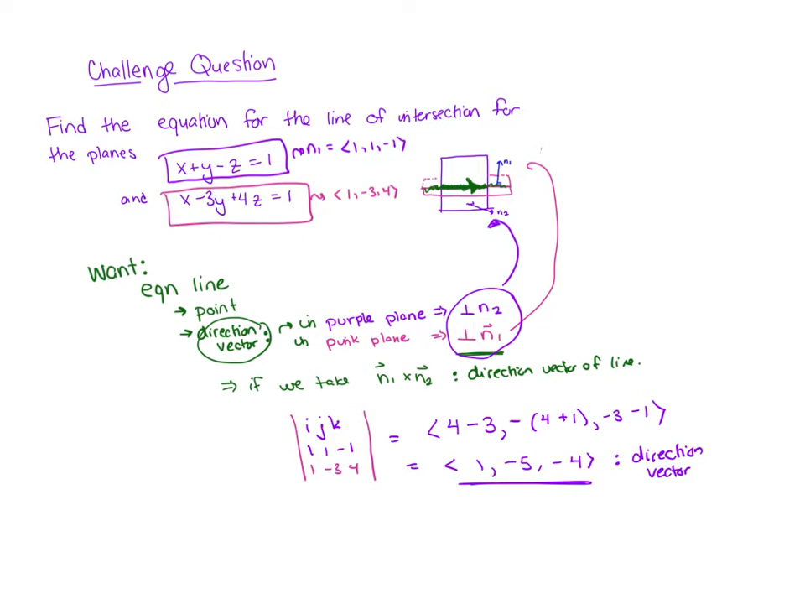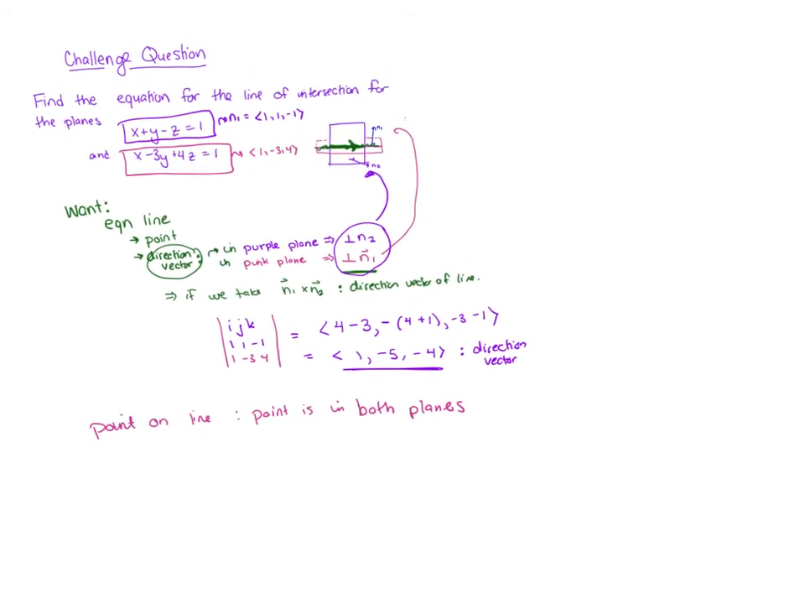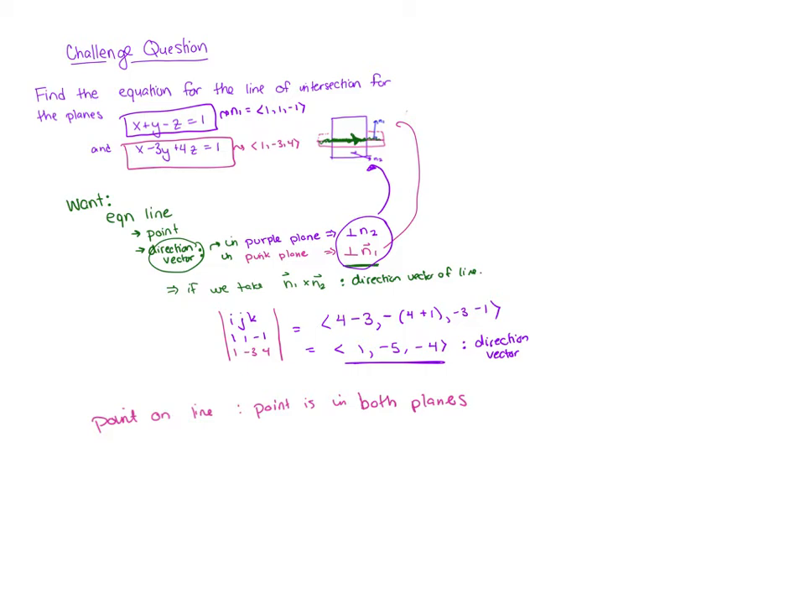Now I want to find a point on that line. So how do we go about finding a point on the line? Well, that point is in both planes. So I have to find some point that satisfies both those planes. So it both has to satisfy x plus y minus z equals 1, and x minus 3y plus 4z equals 1. We know there's infinitely many points that satisfy this because I get an entire line.